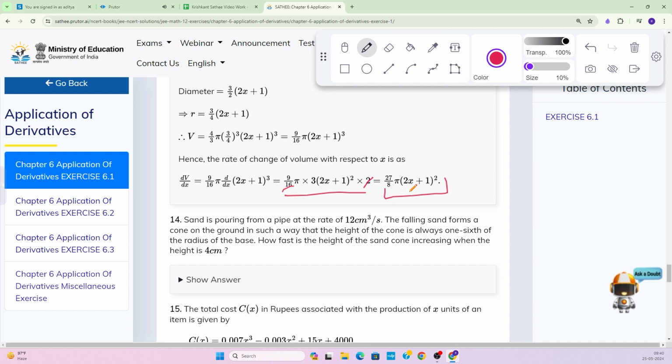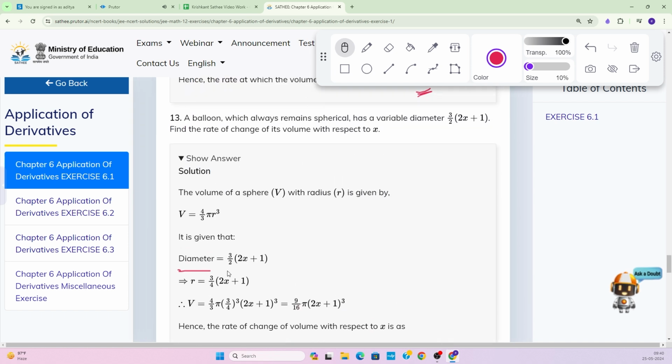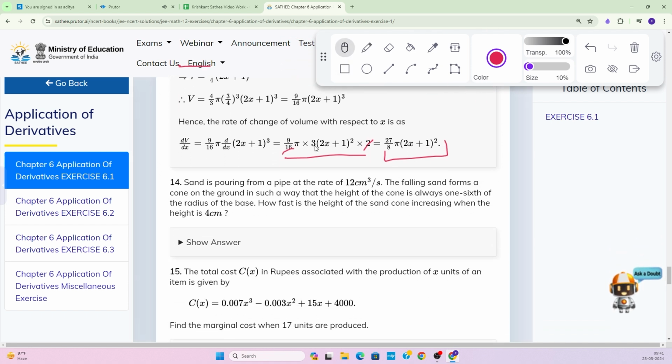Okay. I hope that it is clear to you. Very simple. So the diameter is already given. If you carefully read your question, what is given? Your diameter. From the diameter you can directly get your radius. Radius is just diameter by 2. And it is already given what you want to know. You want dv, the rate of change of volume with respect to x. You know the expression for volume. Put everything in its place and you will get the correct answer without any problem.